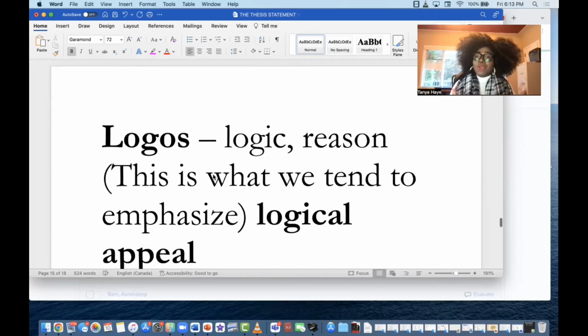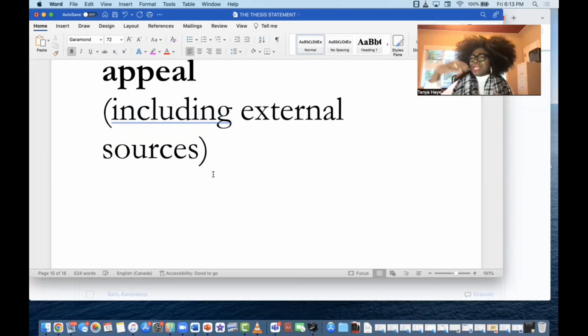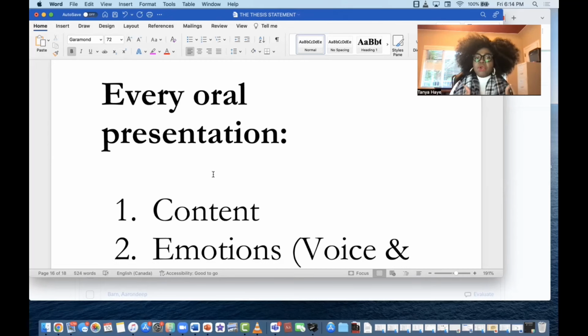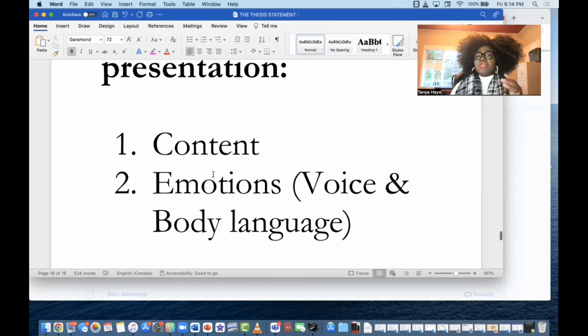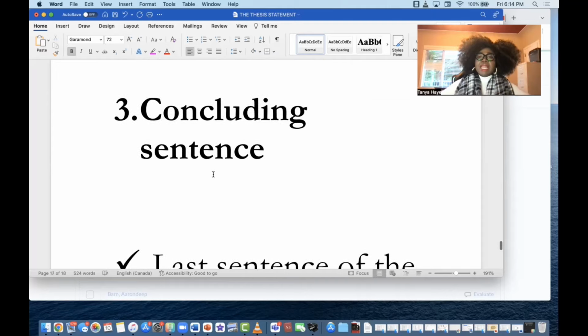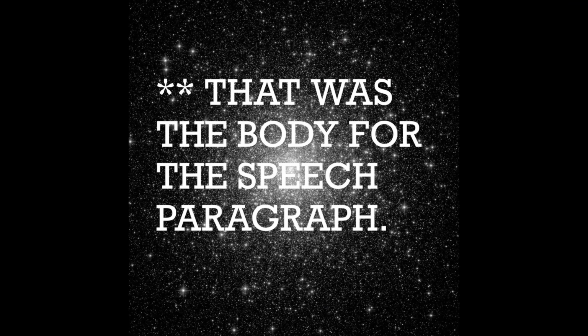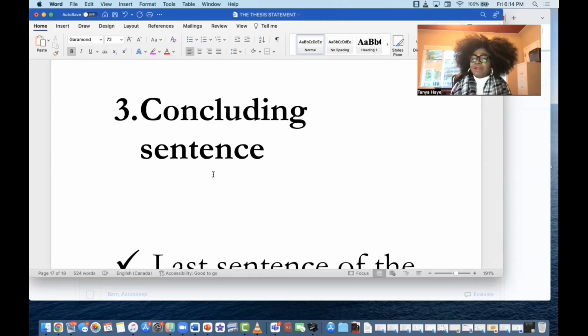And then there's also logos, which we spoke about also. That's logic and reason. So we're talking about the logical appeal. And that's when we use external sources or data or whatever else we need. Every oral presentation needs to give us enough information for content and also for the emotions. We don't want to ignore any side of the brain. And all of that is the body. And once you're finished with the body, you're ready to move on to the concluding sentence of your paragraph.